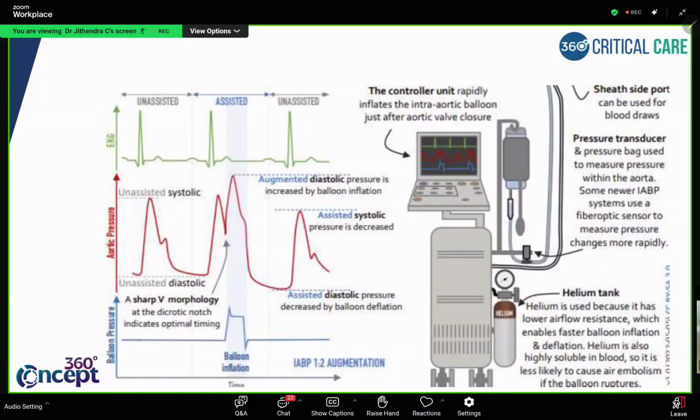Other than that, it is a very absorbable gas. So by chance, if there is a balloon rupture or leak of helium, it will get absorbed. If it doesn't get absorbed, what happens? You'll have an air embolism and it will lead to complications. So to avoid that, we use helium. The other gas which can sometimes be asked in your exams is that you can use carbon dioxide also. Okay, so these are two gases which can be used in your IABP apparatus.